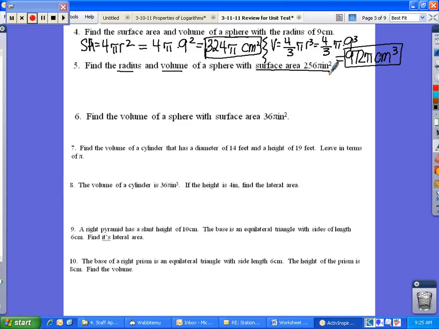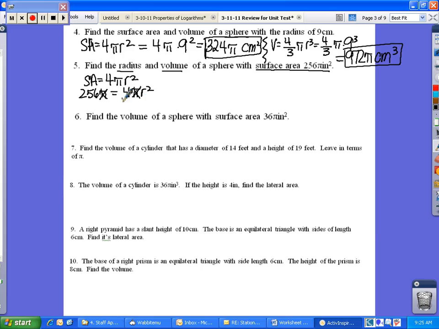Okay, number 5 isn't quite so easy because you want to find the radius and volume, but what are you given? You're given the surface area, so that means that's where you have to start. You have to start with surface area. So surface area equals 4 pi r squared. You know 256 pi is equal to 4 pi r squared. And then you have to solve for r, which is the radius. That's what you're looking for.